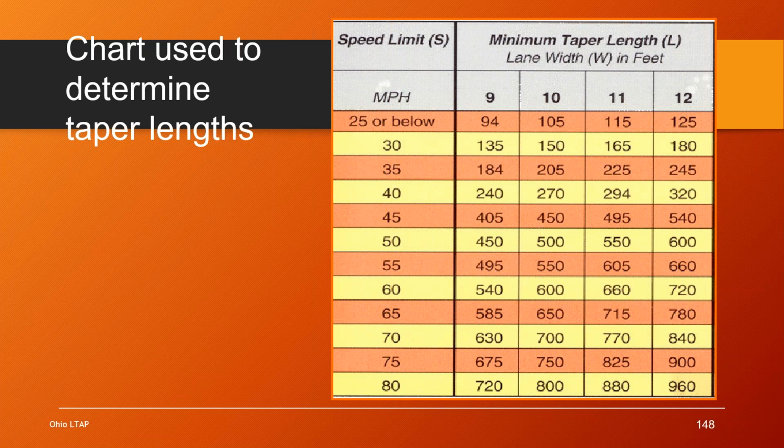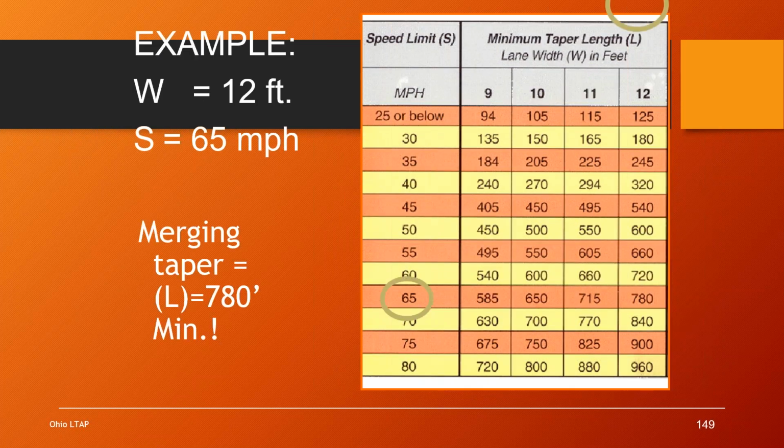So here's the chart I was talking about, and it's also on page 17 of the guidelines for traffic control in work zones, and it's also towards the beginning of part 6 of the temporary traffic control manual. It shows the length of a merging taper according to the speed limit and the width of the lane. So as an example, at ODOT, we've got a lot of 65 mile per hour highways with 12-foot lanes. In that situation, the length of the merging taper is 780 feet.